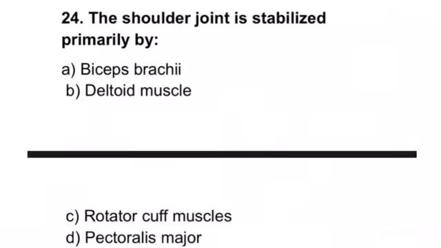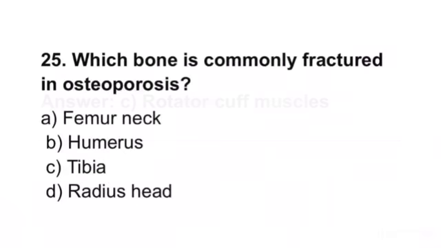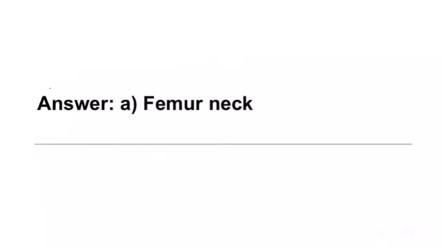24. The shoulder joint is stabilized primarily by A. Biceps brachii. B. Deltoid muscle. C. Rotator cuff muscles. D. Pectoralis major. Answer: C. Rotator cuff muscles. 25. Which bone is commonly fractured in osteoporosis? A. Femur neck. B. Humerus. C. Tibia. D. Radius head. Answer: A. Femur neck.